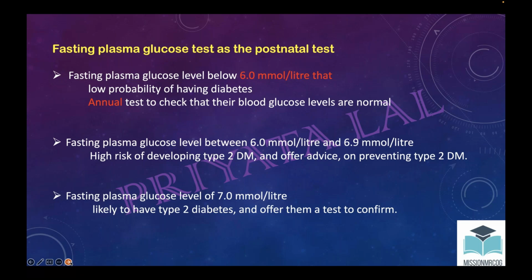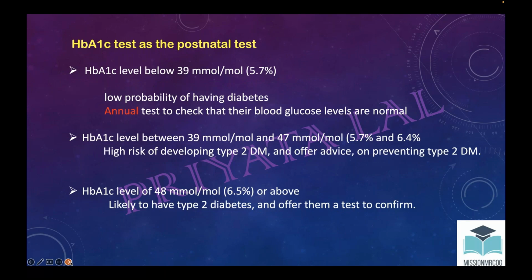Now this was the limits when they were using FBS in the postnatal visit. But if they have used glycosylated hemoglobin, then the limits are different. It is very difficult to remember this. Just review them once. If the glycosylated hemoglobin is less than 5.7 or 39 millimole, then there is a low probability of diabetes. Annual blood test.